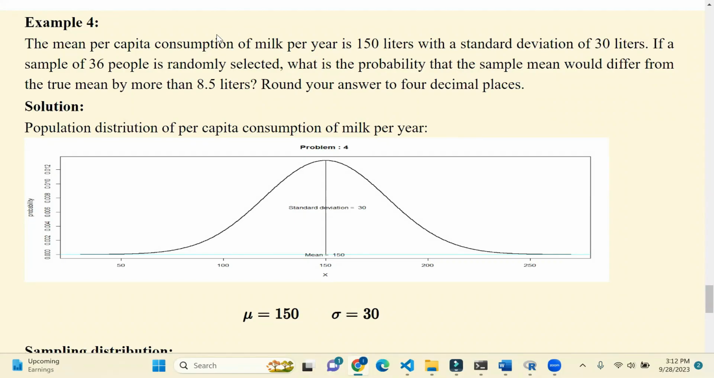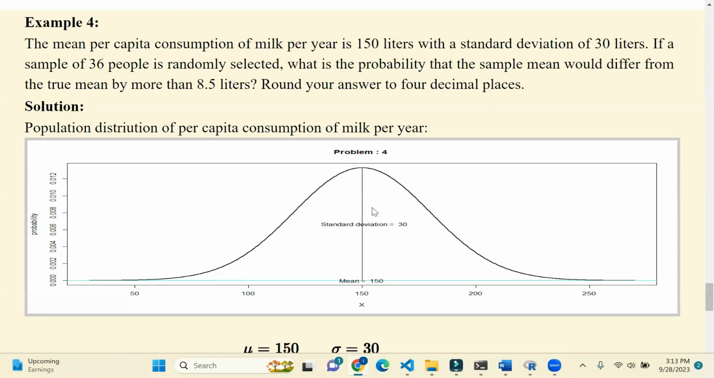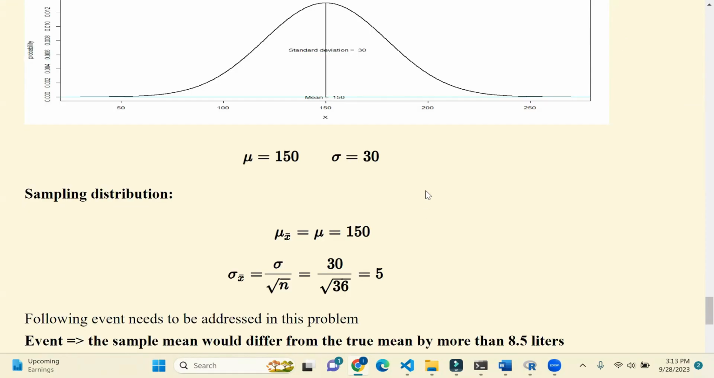Here, this example mentions the distribution of per capita consumption of milk per year with a mean of 150 liters and a standard deviation of 30 liters. From this distribution, a sample of 36 people consuming milk is considered for the sampling distribution. This is the graphical display of the population distribution of the problem shown here, and also the population parameters as well as the parameters of the sampling distribution.